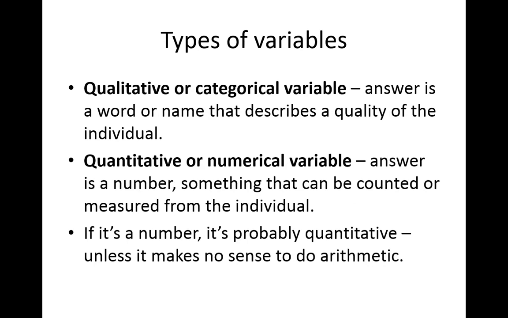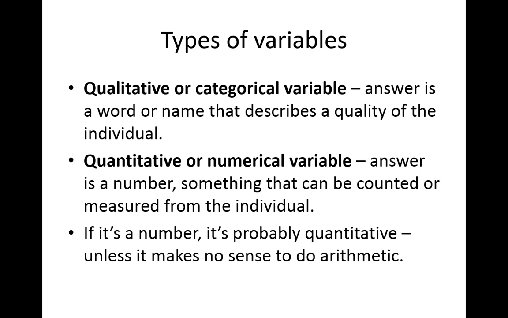Now there's a couple of types of variables. Remember that second step, individuals, and then variables. The individual is who or what we're getting the data from, and the variable is the data that we're collecting from that individual. So the variable can come up with different kinds of values.